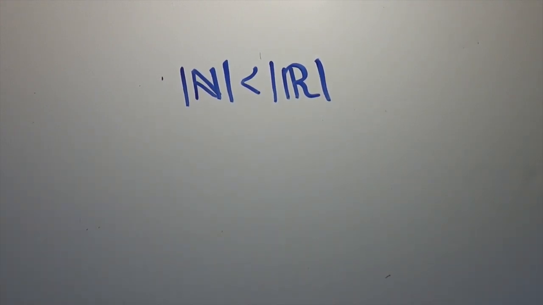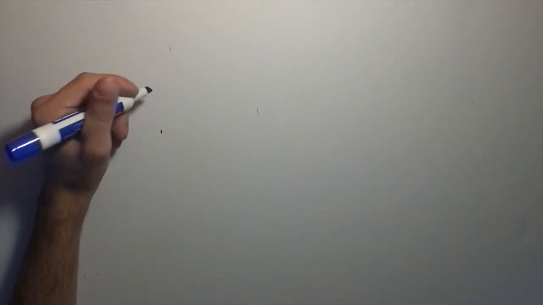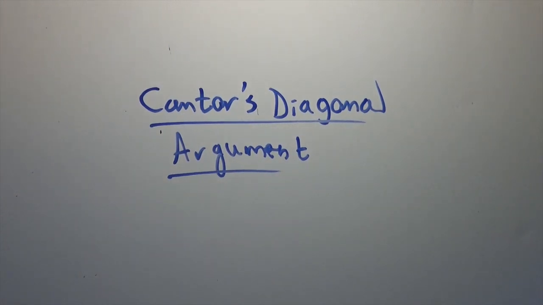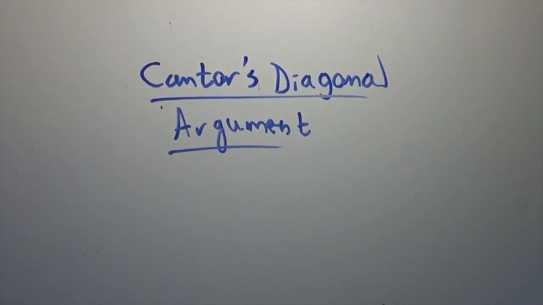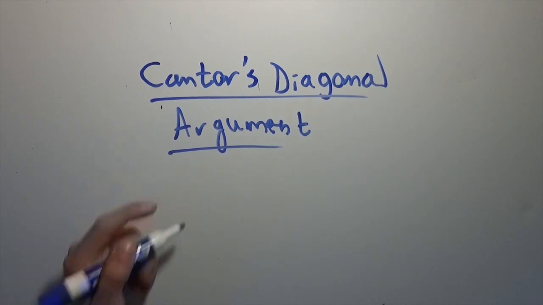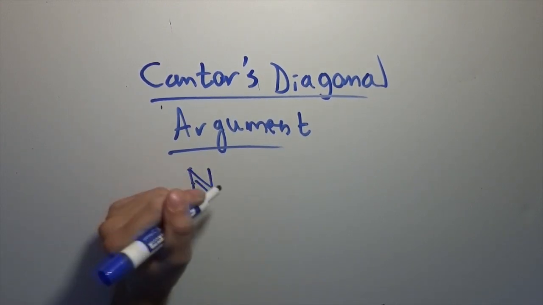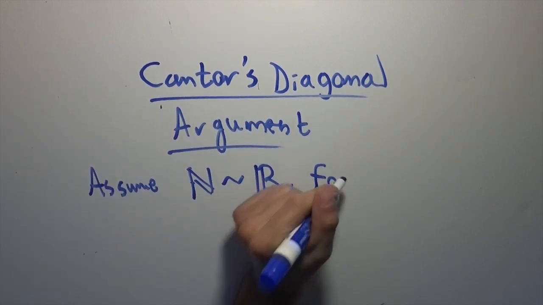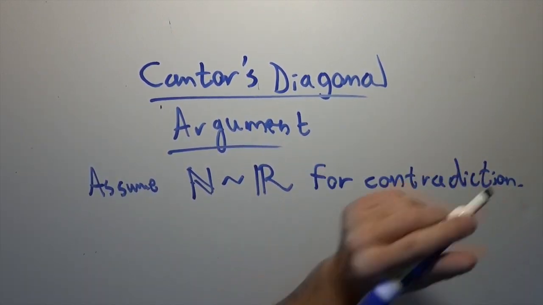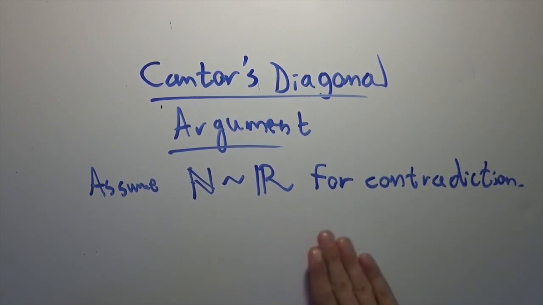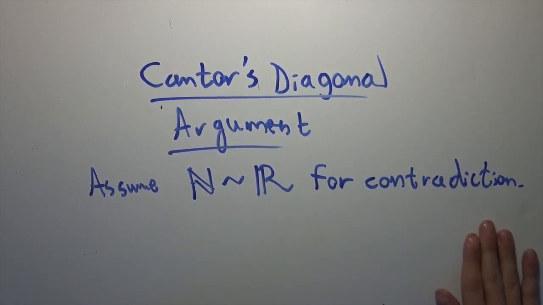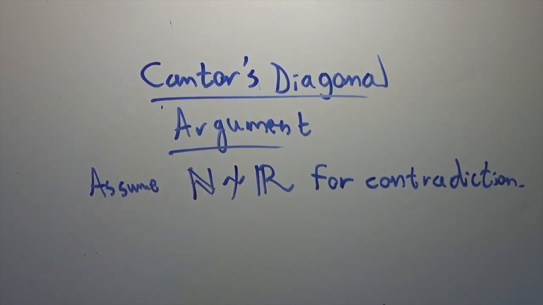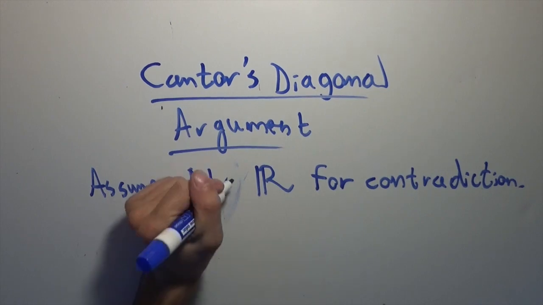Well, we have a wonderful argument called Cantor's diagonal argument. And we are going to assume, for the sake of contradiction, that N is the same size as R. So assume that they are the same size for contradiction. We are assuming that this is true only to show that that leads to something that is logically false, logically inconsistent. And so therefore the assumption must have been false, that these are not actually the same size. But we're assuming that they are.